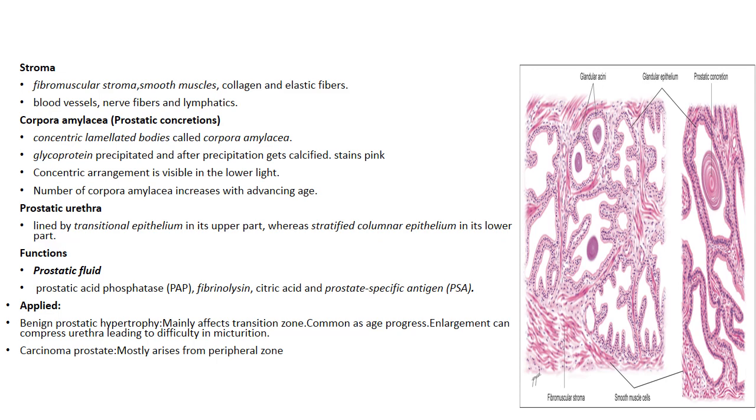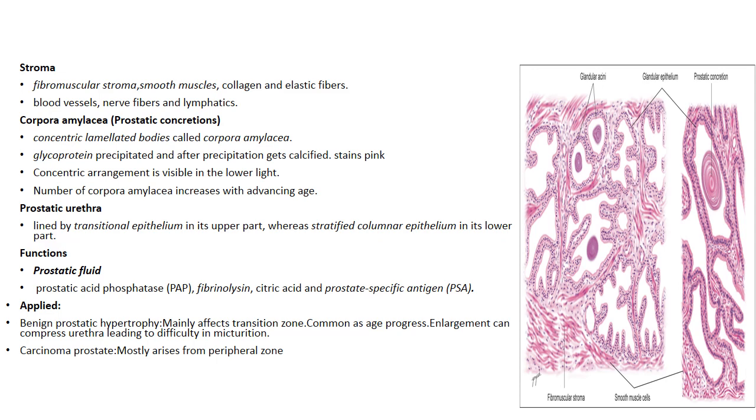So these are concentric lamellated bodies and they have glycoprotein precipitated, and after precipitation gets calcified, they stain pink with the eosin. And these concentric arrangements are visible even under low power microscope, and number of corpora amylacea will increase with increasing age. Then the prostatic urethra is also seen in the slide of prostate. It is lined by transitional epithelium in its upper part, whereas the lower part has stratified columnar epithelium.